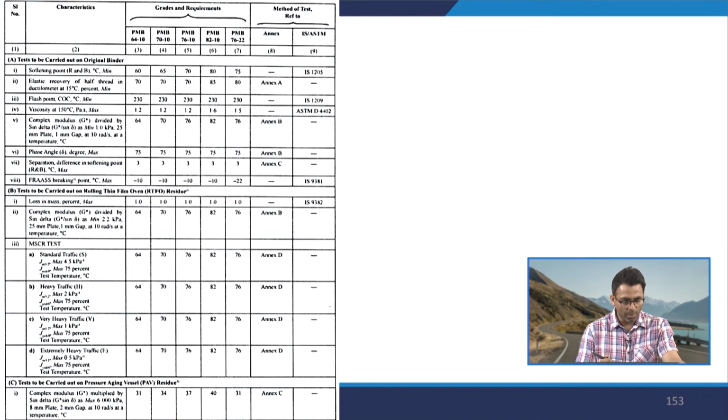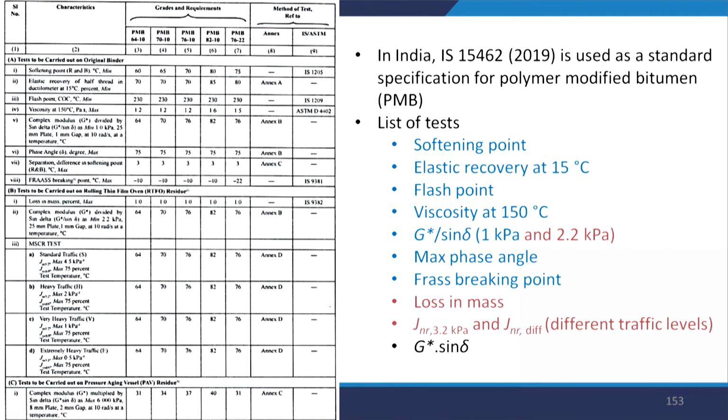So, this is again a snapshot from IS 15462, which we use in India as a specification for polymer modified bitumen. Most of the tests here we have discussed previously, and some of the tests we have discussed today. So, if you see the list of tests on unaged condition, we have softening point test, elastic recovery test, flash point, viscosity at 150 degree Celsius, G star by sine delta, which corresponding to 1 kPa, we have to find out the temperature, maximum phase angle. So, it says that phase angle should not exceed 75 degrees. Then Fraass breaking point, which is for low temperature performance.